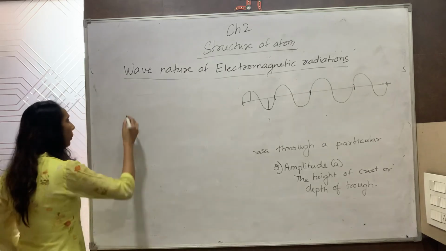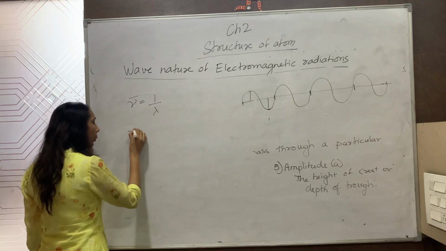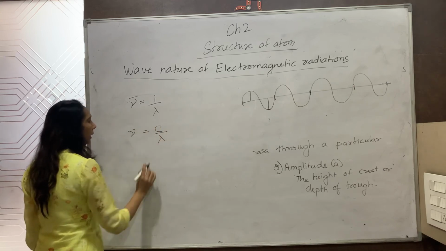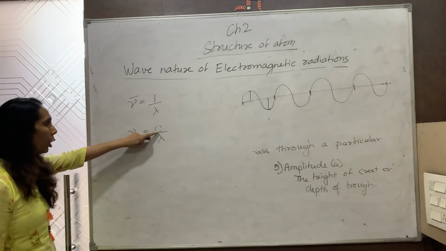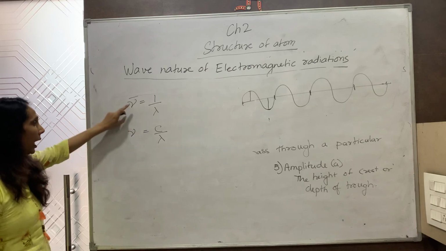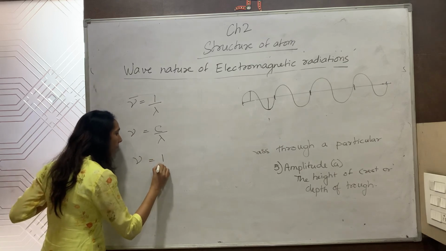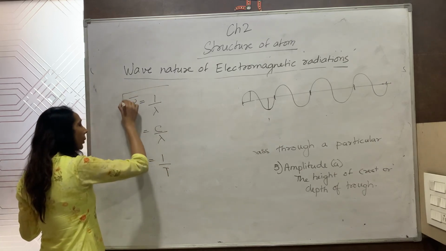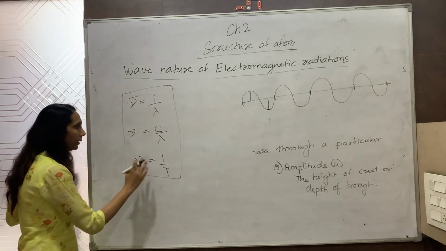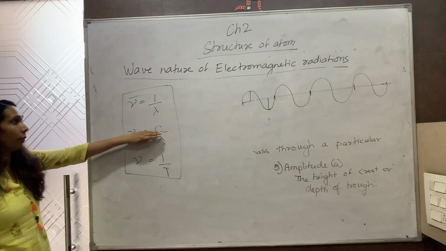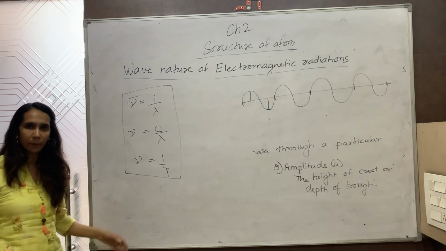We know that mu bar is equal to 1 upon lambda. Mu is equal to c upon lambda. Mu is the frequency, mu bar is the wave number. So mu is equal to velocity upon lambda, and mu bar is equal to 1 upon lambda. And the frequency is 1 upon time period. So these are the relationships that relate them, and if I know the value of any one, I can calculate the rest. The value of velocity c is fixed, and the rest we can calculate from these formulas.